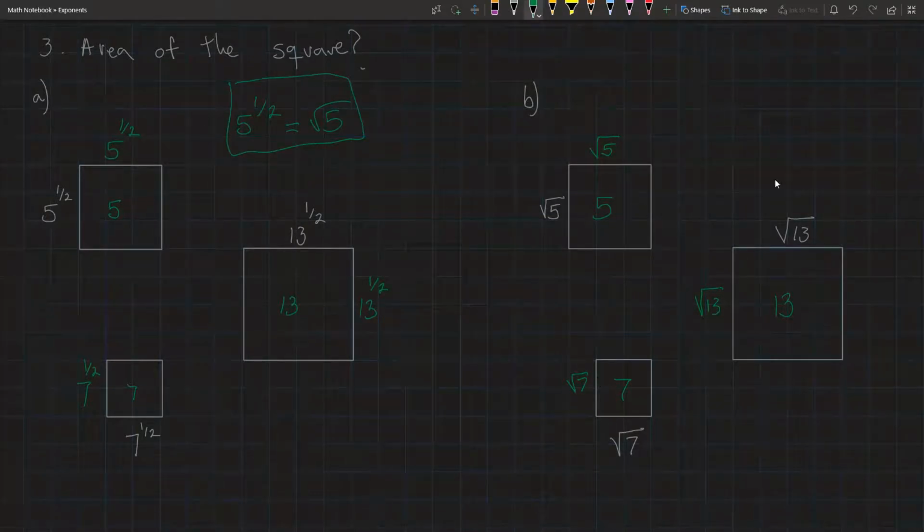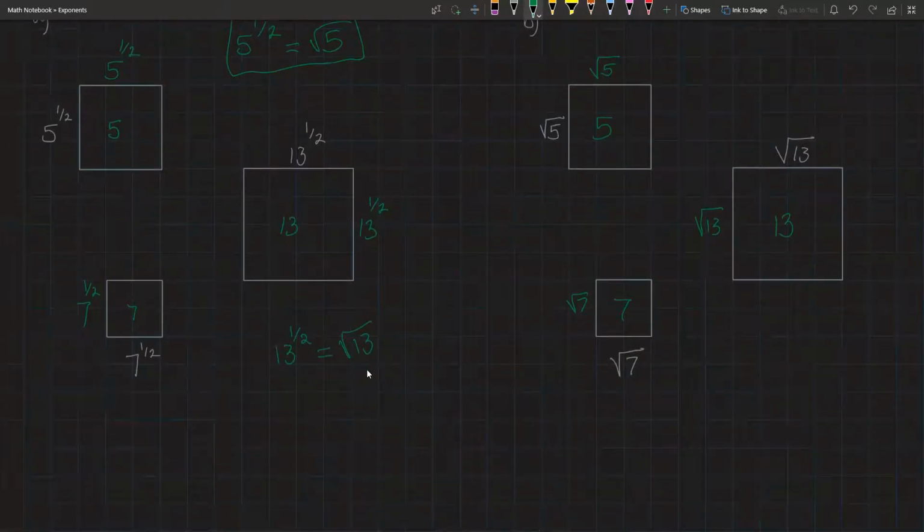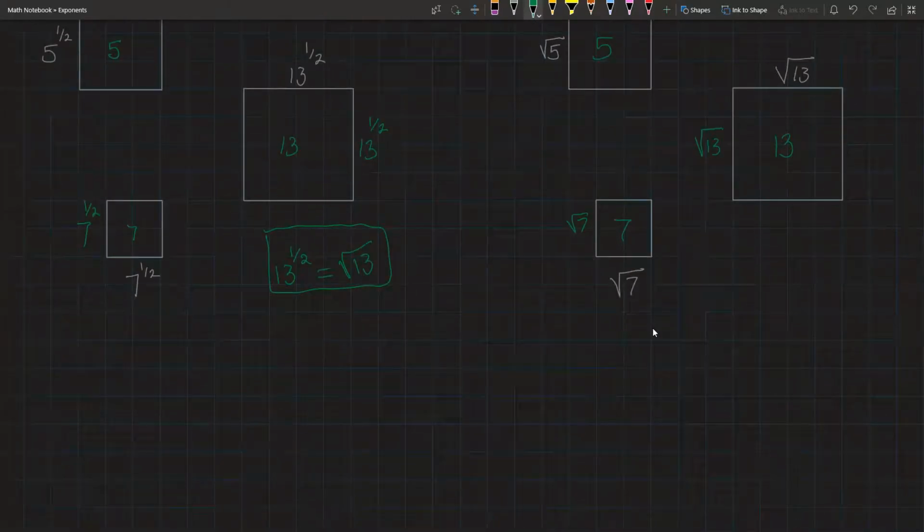That's right there. For this one right here, we knew that, or let's write it down here. 13 to the 1/2 is the same as square root of 13, right? This side length must be the same as that side length. And lastly, we can compare this little square to that square, and we know that, therefore, 7 to the 1/2 power must be the same as square root of 7. Look at that. That's pretty cool, right?